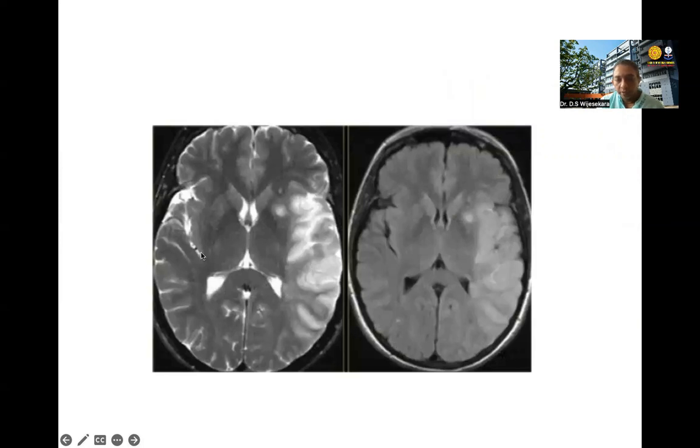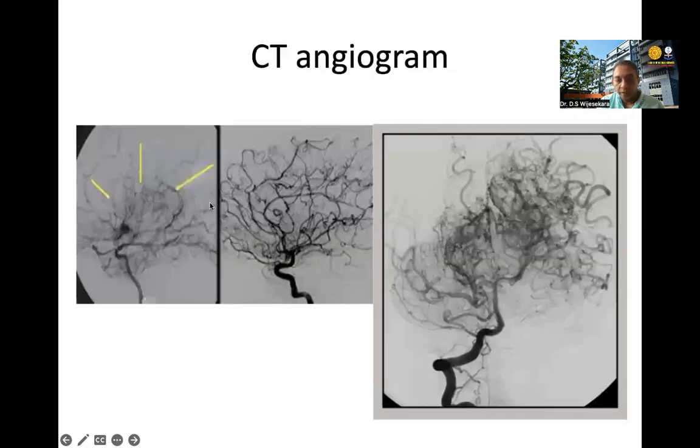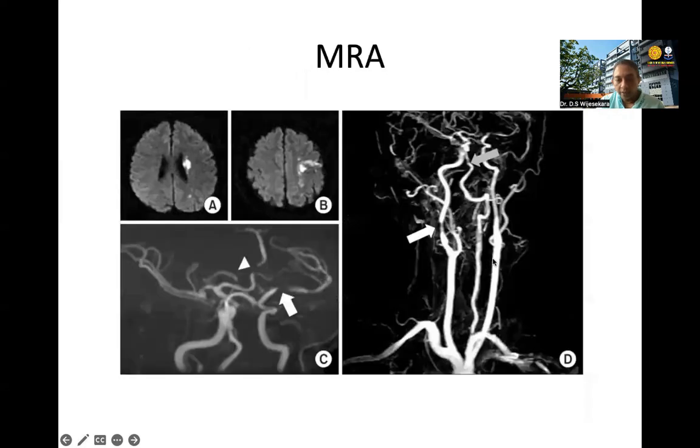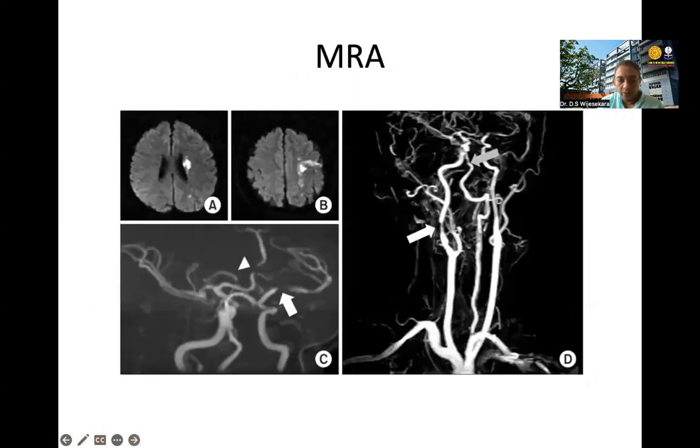Again, some of the changes that may be seen in tuberous sclerosis, and then different demyelination conditions like ADEM and multiple sclerosis. CT angiogram is used to detect vascular anomalies of the CNS. Like in the case of Moyamoya syndrome, you see a puff of smoke appearance when you do the CT angio, especially in patients with recurrent strokes.